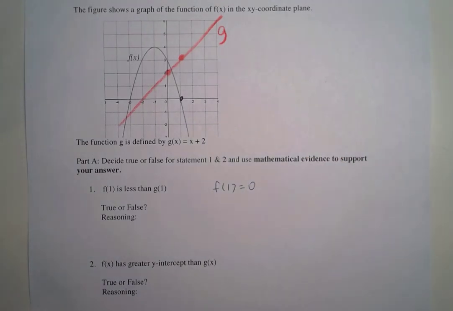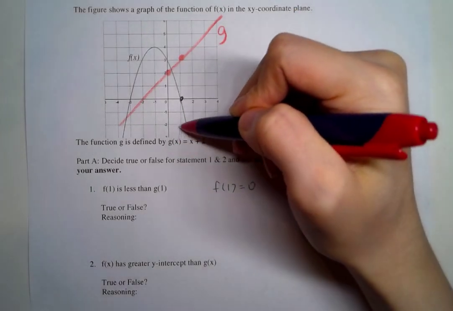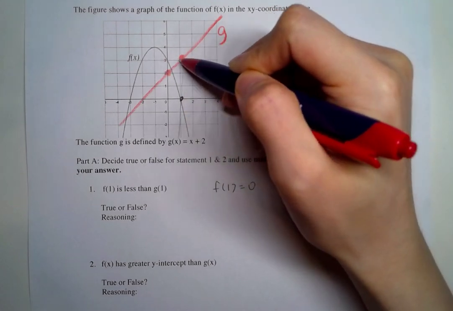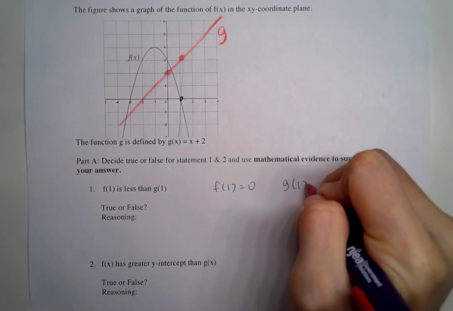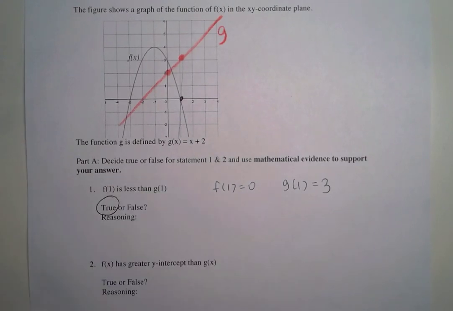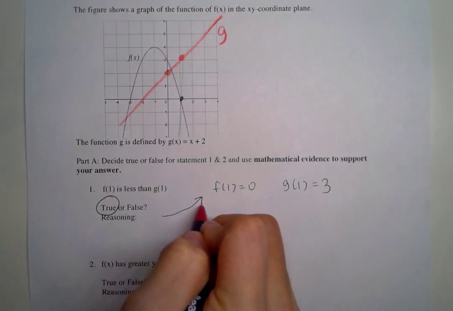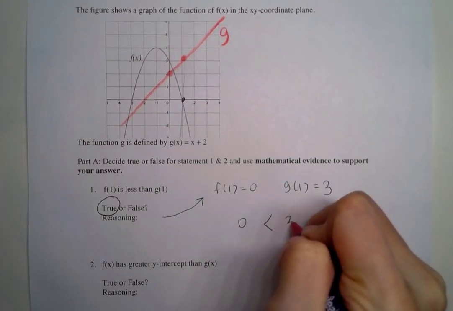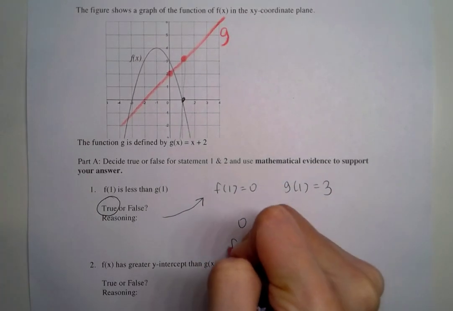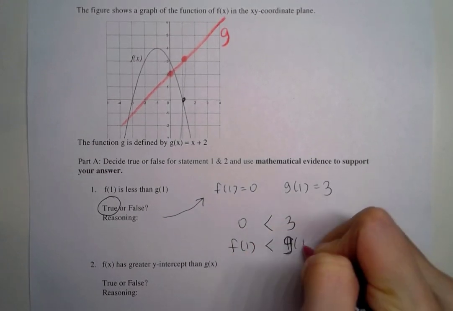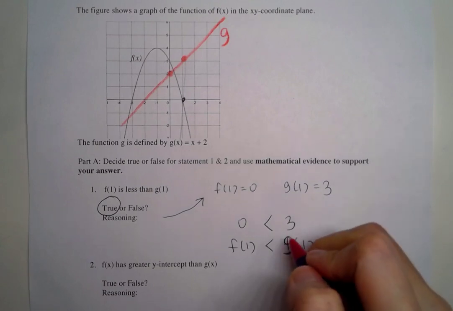And what is g of 1? On the same line, when x is 1, your g is 3. g of 1 is 3. So is that true or false? True. And that could be your reasoning: 0 is less than 3, so f of 1 is less than g of 1. This is g.